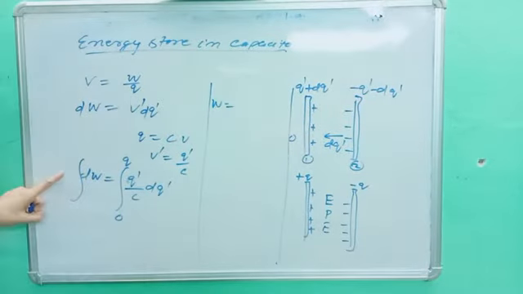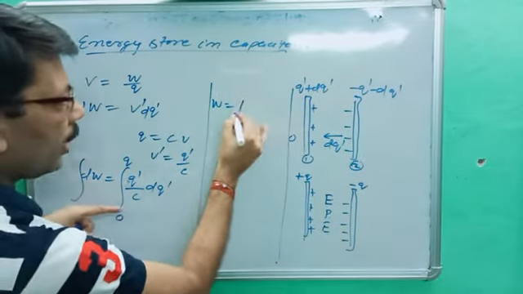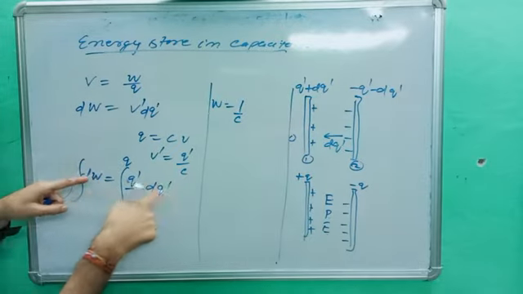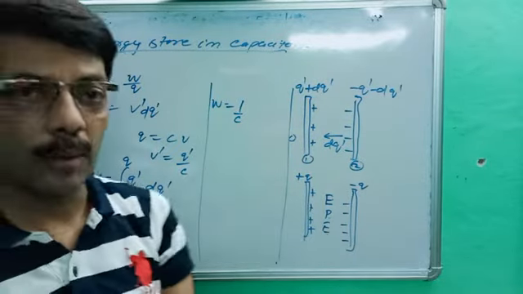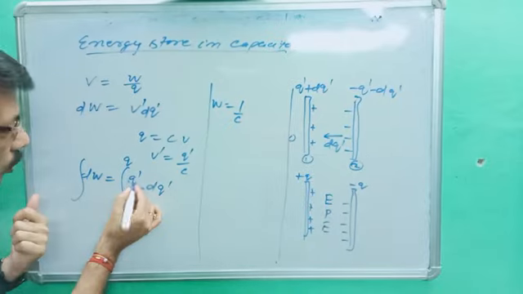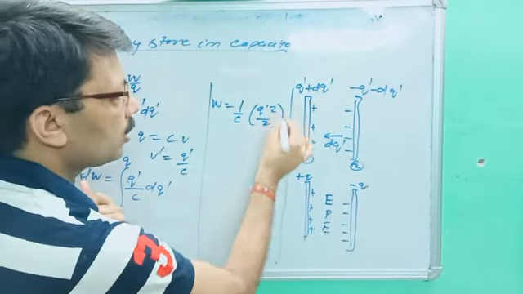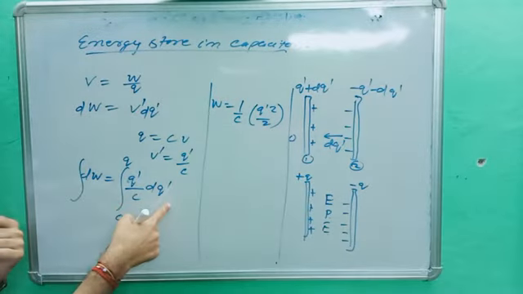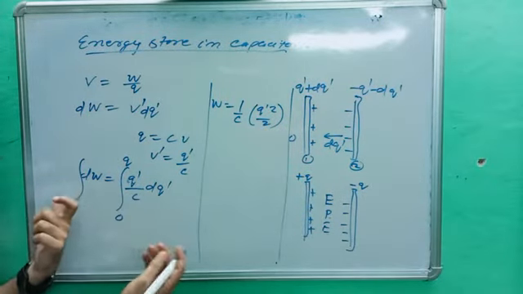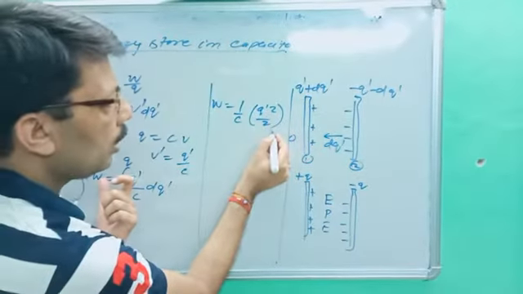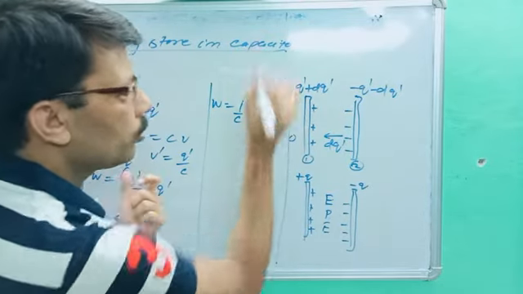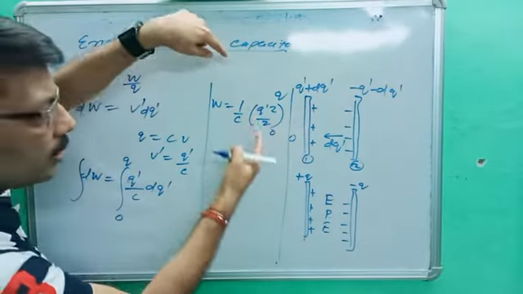W is equal to 1 upon C, constant out, q dash dq dash. Like x dx is equal to x square upon 2, you better know. So q dash dq dash becomes q dash square upon 2. This is the integration of q dash dq dash, just like x dx gives x square upon 2. Limit 0 to q: high limit minus low limit, which becomes 0.